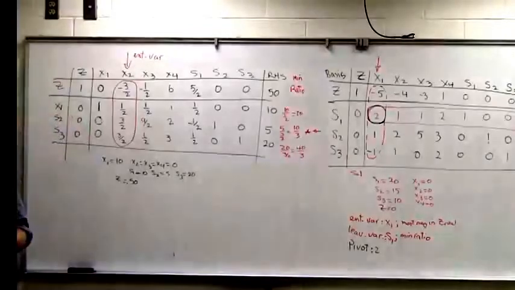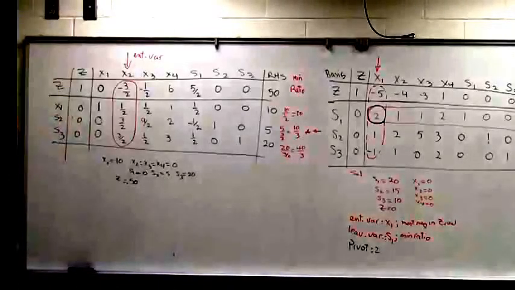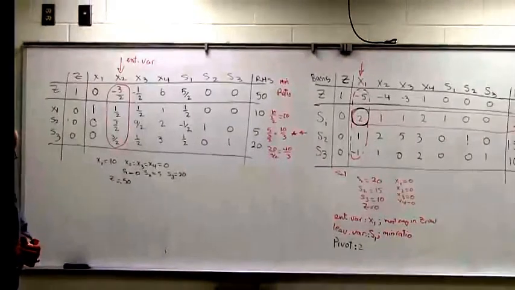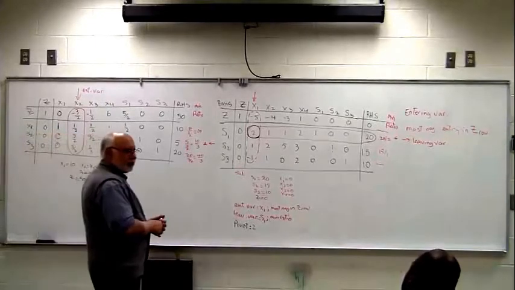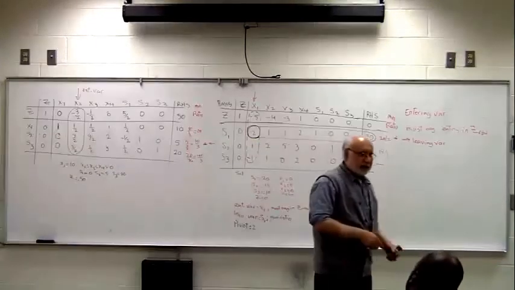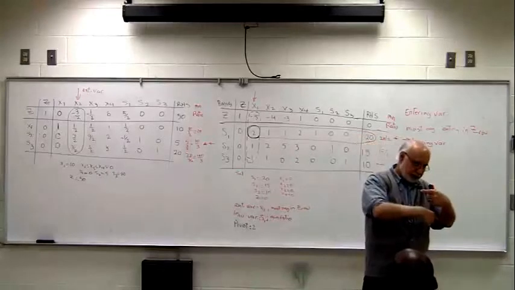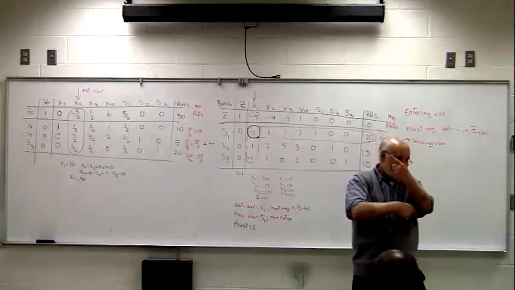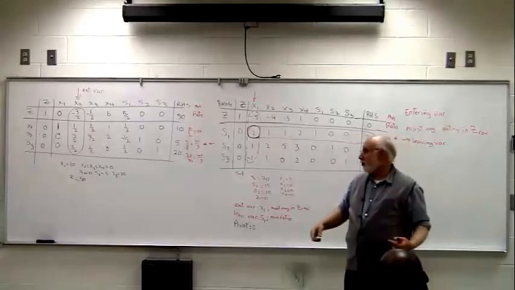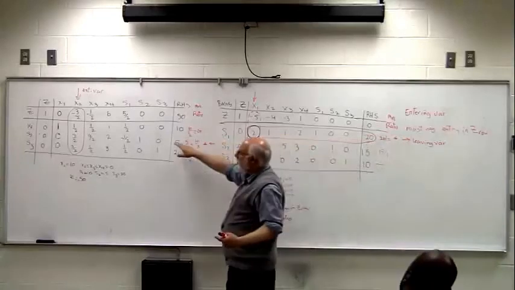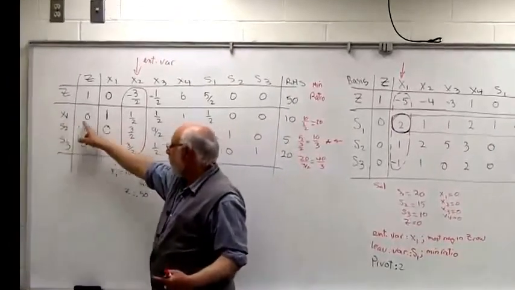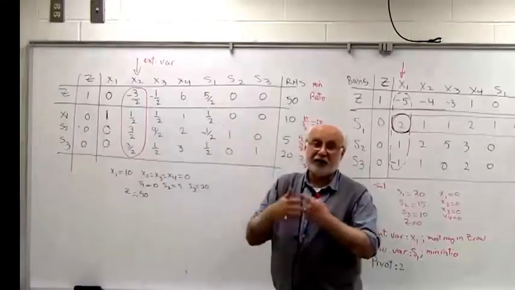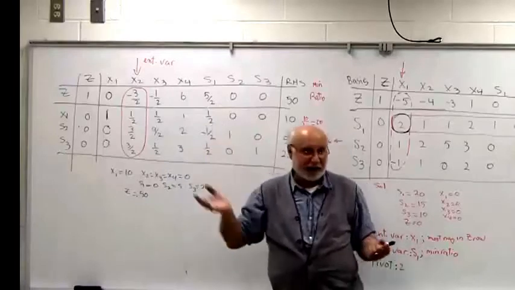Yes? Is it possible that the leaving variable row could be the same as in the last tableau? Impossible. Impossible. If the same one came in and the one left, you cannot go back the same way, because notice this, S1 left, and what is the value in here? It's 5/2. It's not even considered. That's a positive value. It's not negative.